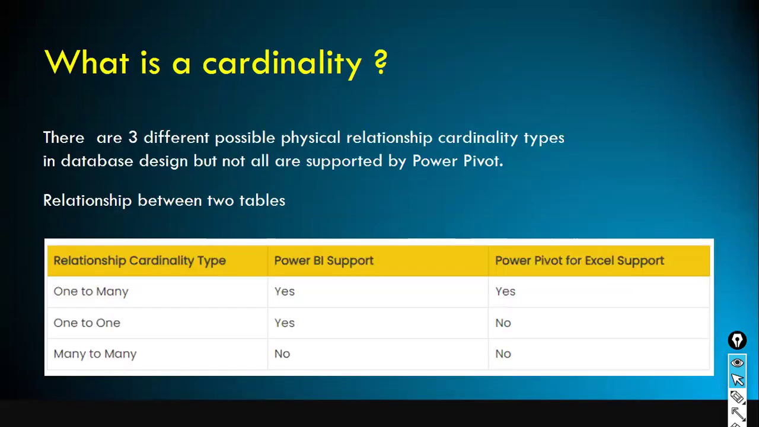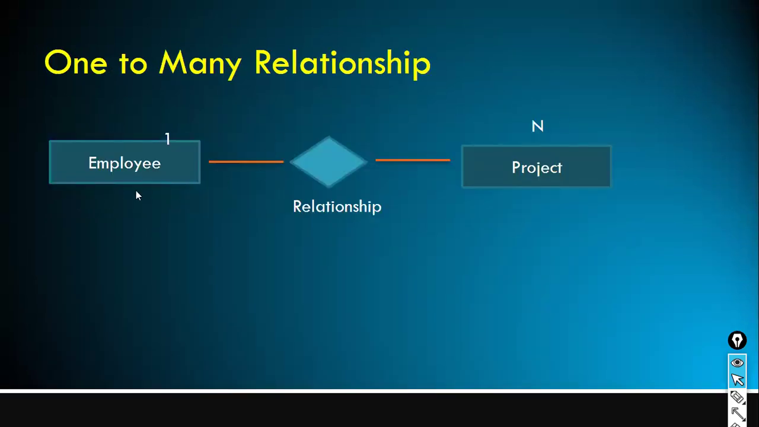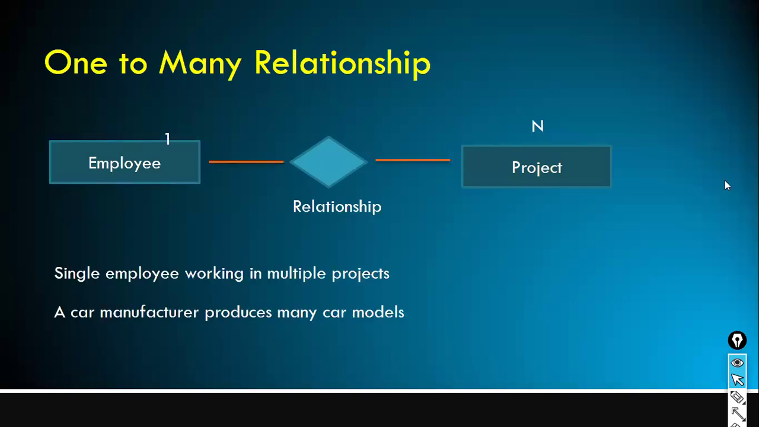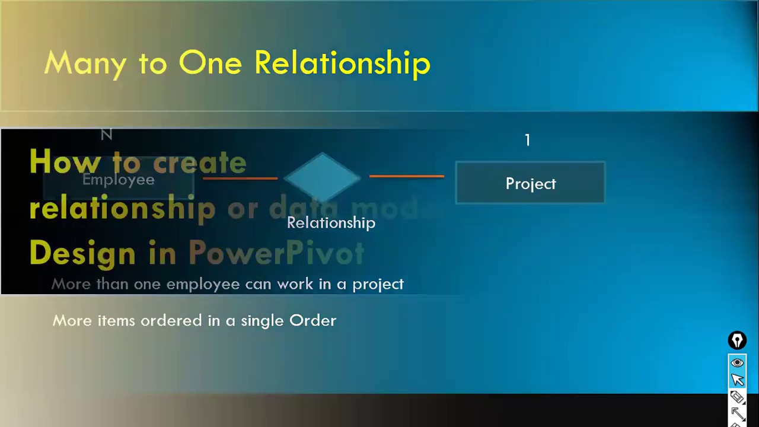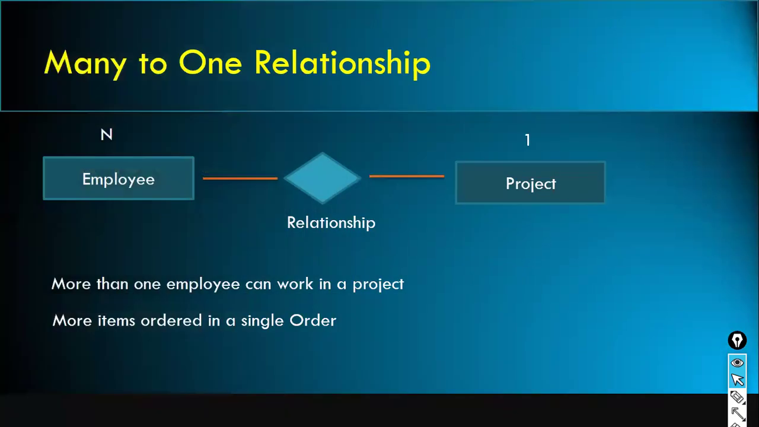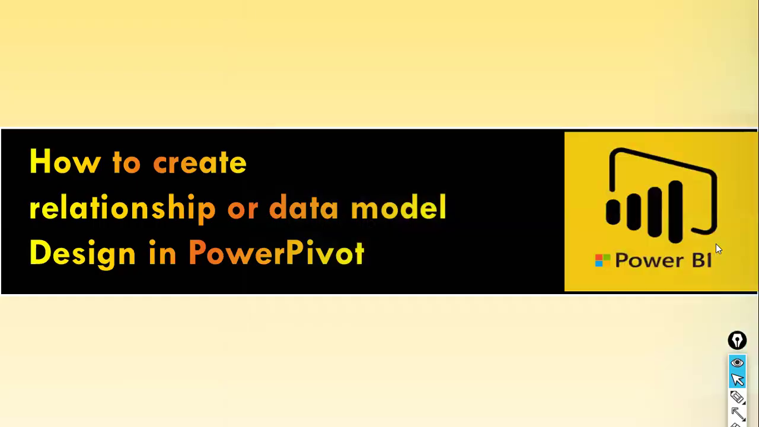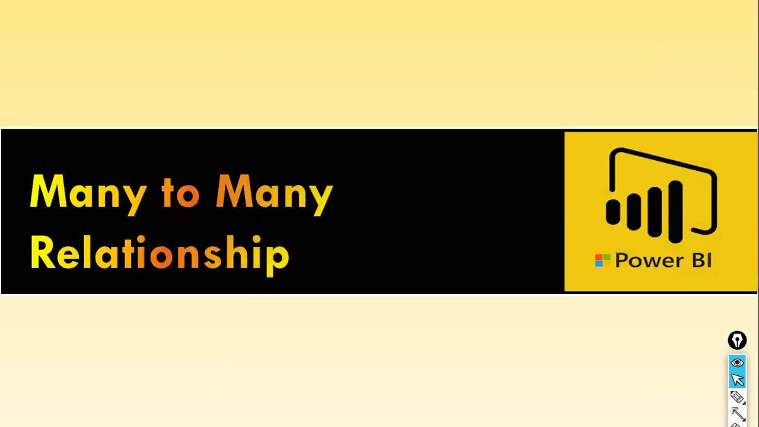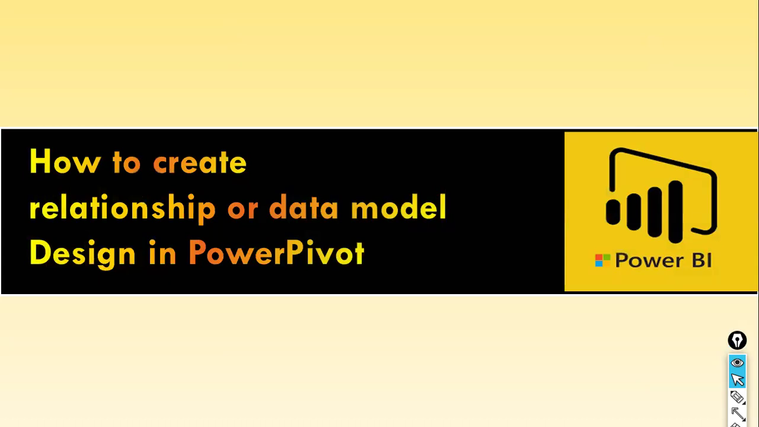So this is your one-to-many relationship. As I explained a while back, each employee is working on multiple projects. Another example: a single car manufacturer produces many cars. A customer can order more than one item. These are examples for one-to-many, and for many-to-one, more than one employee can work on a project, or more items are ordered in a single order. And how to create a relationship or data model design in Power Pivot, that is the one we will take a look at now.